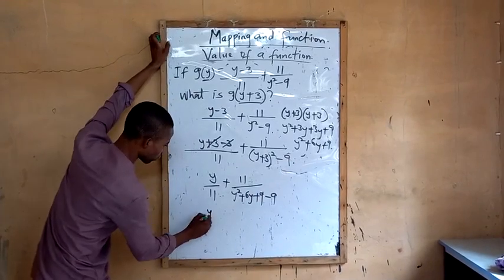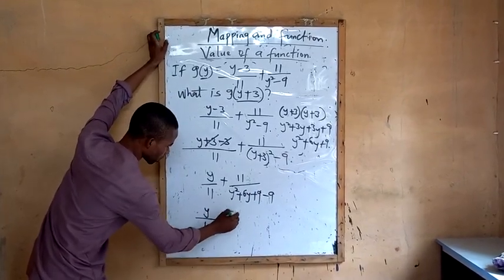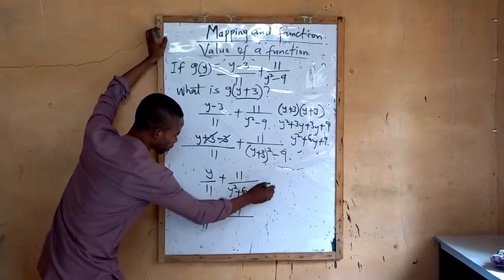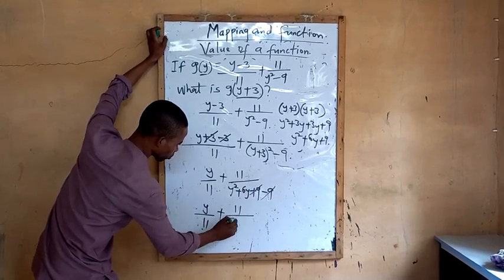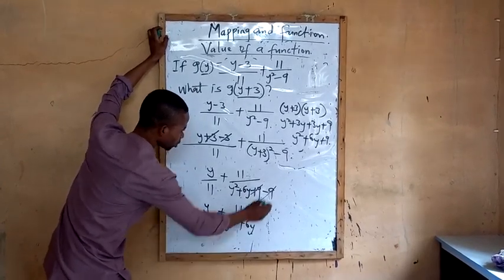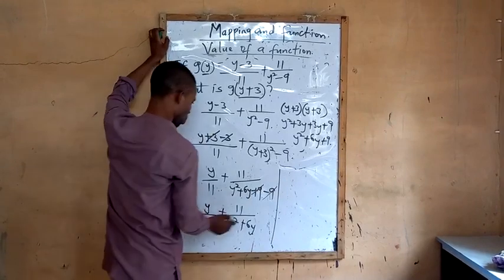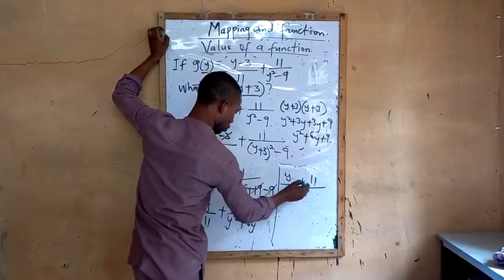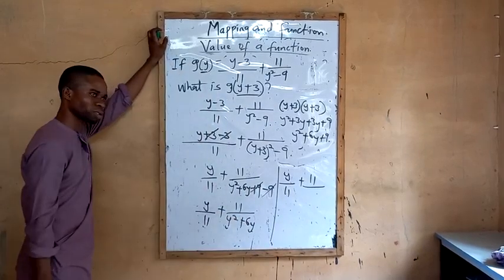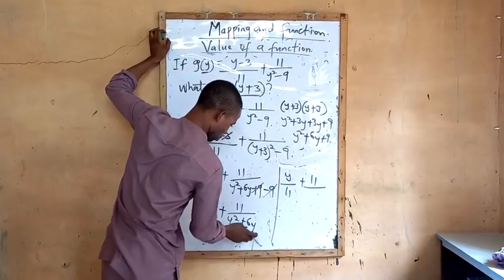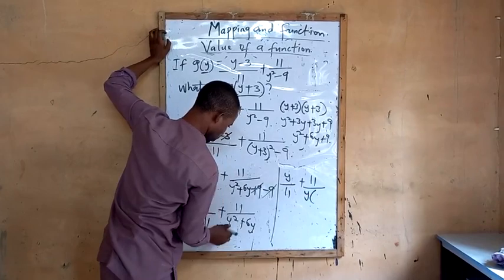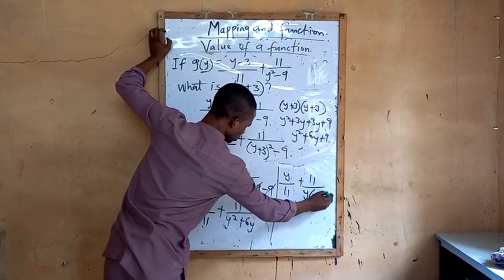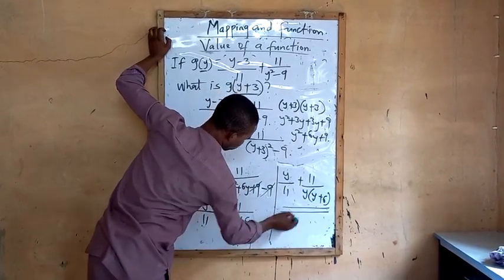So that means y over 11 plus 11 all over y squared plus 6y plus 9 minus 9, the plus 9 cancels the minus 9. So that means y over 11 plus 11 all over y squared plus 6y. Something is common here, so we factorize. That is y, open bracket, y plus 6. So that is the value for the options.